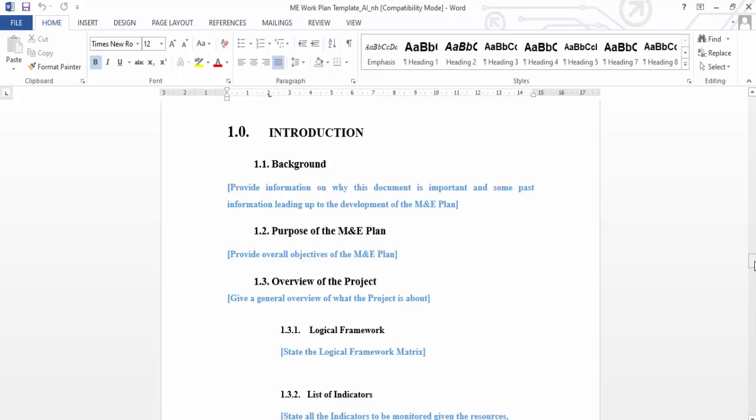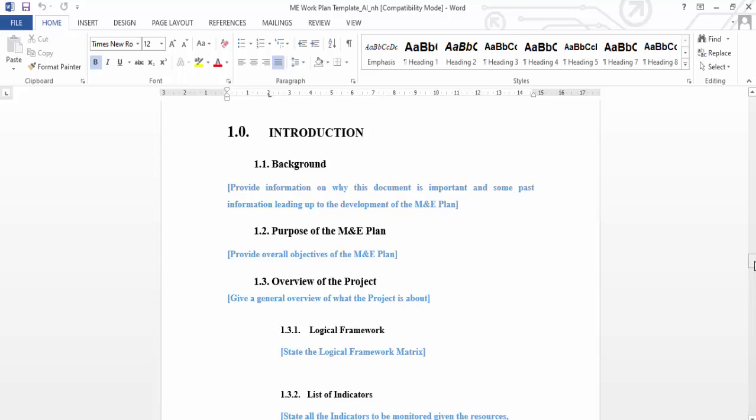Okay, so now let's get to the nitty-gritties. In your introduction, I've seen many people have their own way of doing the introduction, but I feel that for a document like this, you have to have an introduction that includes the background, the purpose of the M&E plan, and the overview of the project. So the background, what you're simply trying to do is explain why this document is important, why it was created, and then how it links to the whole organization.